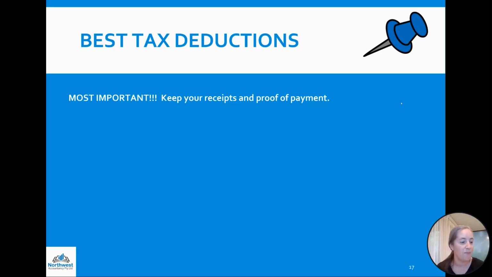Okie dokie. So number one, my biggest tip is keep your receipts, keep your proof of payment. You do not need to keep the actual physical paperwork. I just threw a whole lot out yesterday. Your receipts can be kept in digital format, and that's probably a good thing in most cases, where you can take a photo or scan them in, keep them in a tax folder.